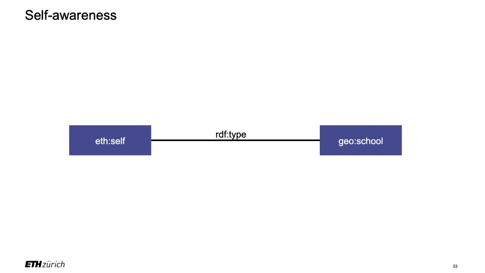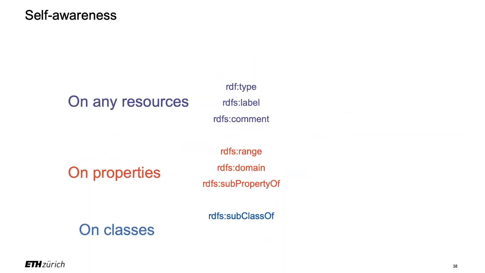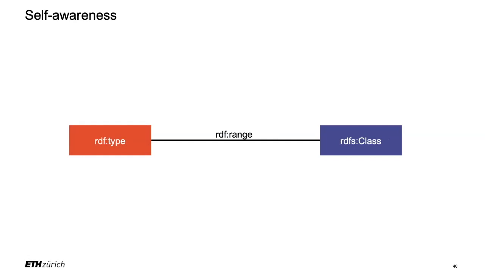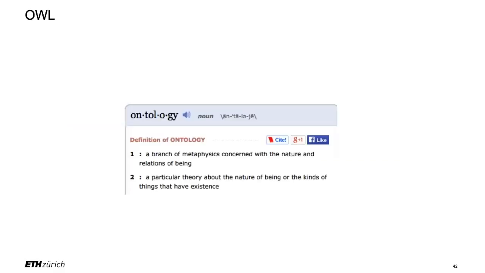So this is the actual data that ETH has the type school, and this is meta. This is meta because you're making a statement about the statements you can make in RDF, right? So type has the range class. Subclass of has the type property, right? This is again self-awareness and reasoning on oneself.